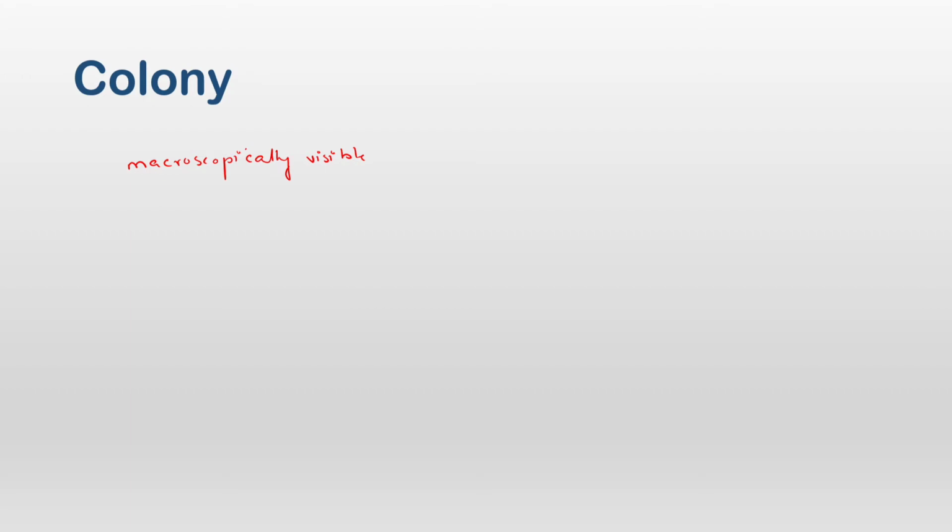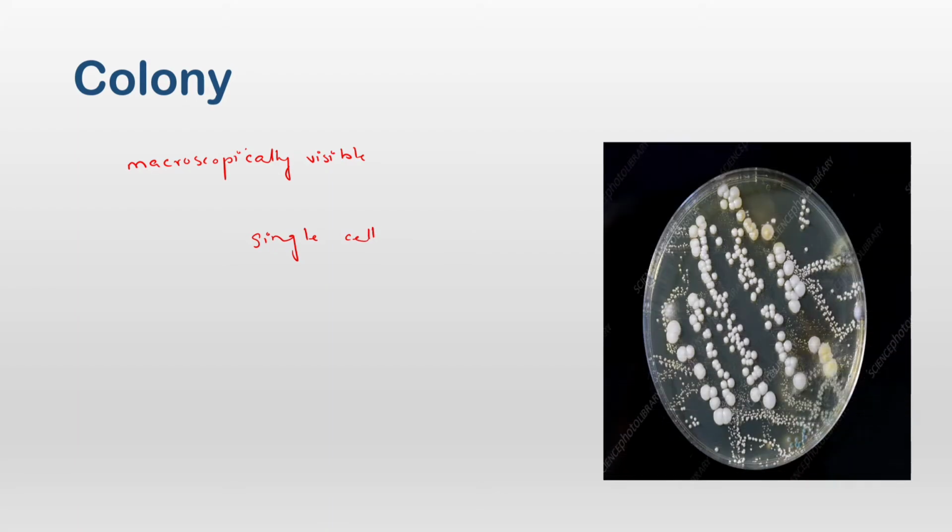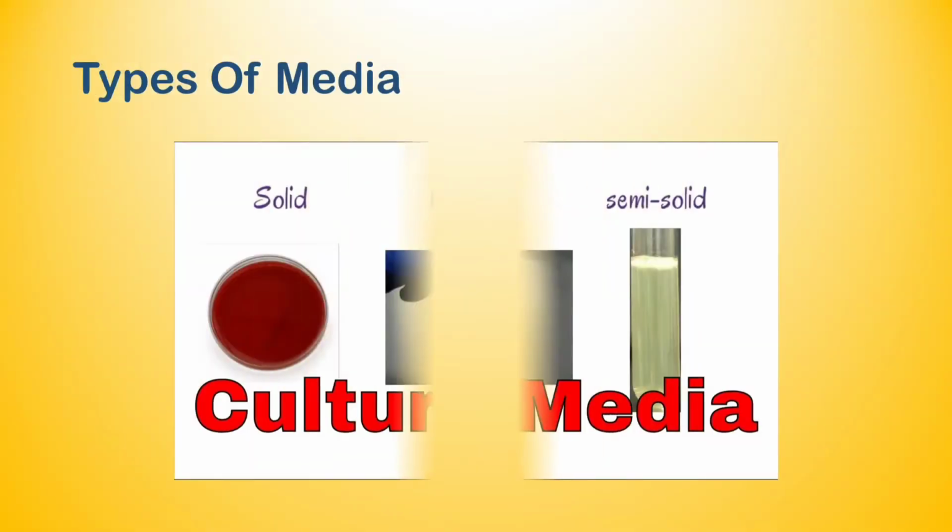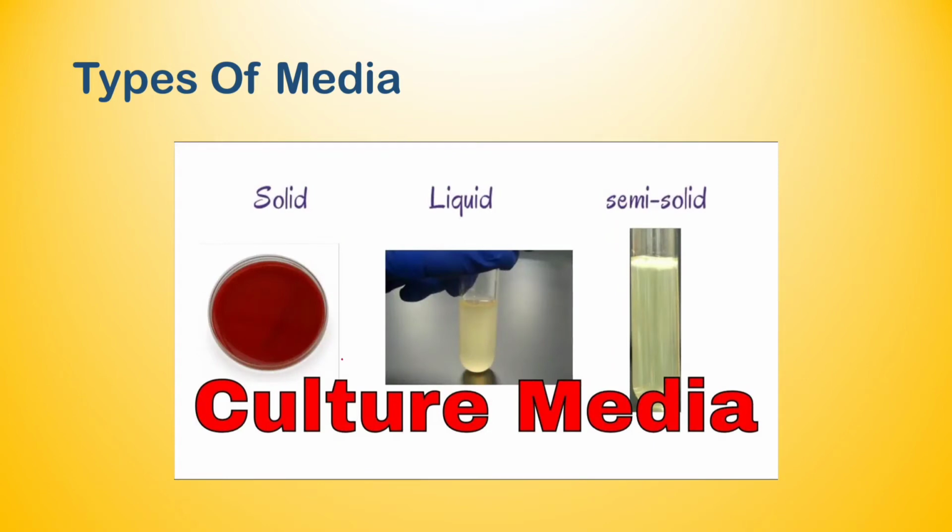Now move towards colony. Colony is a microscopically visible collection of millions of bacteria originated or created from a single bacterial cell. Colonies are those collections of bacteria which we can see with our naked eye. As you can see in this picture, we can see them on a petri plate.